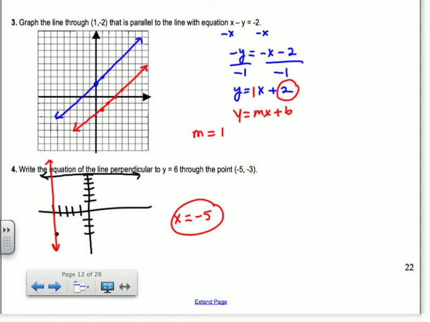If it said parallel to y equals 6, parallel means it's also going to be a y equals. So look at the y value then. So it'd be y equals -3 would be parallel through that point. Does that make sense?